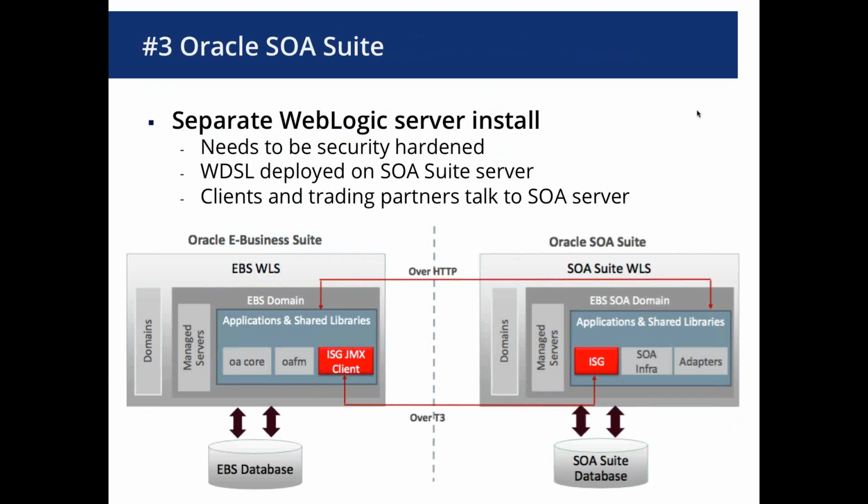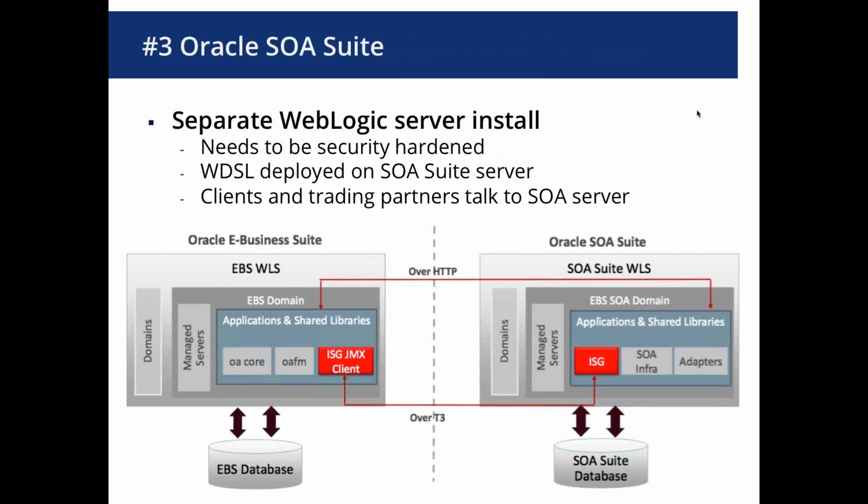When you're in the integrated SOA repository within the user interface of the E-Business Suite and you, let's say, click on a purchase order web service, the actual SOAP API file, the WSDL file, when you go to deploy that, it is physically generated and deployed on the other side of the house, so to speak. That WSDL file is actually generated and deployed on the SOA Suite, and the communication back and forth is being done through the ISG JMX clients there using the T3 protocol.